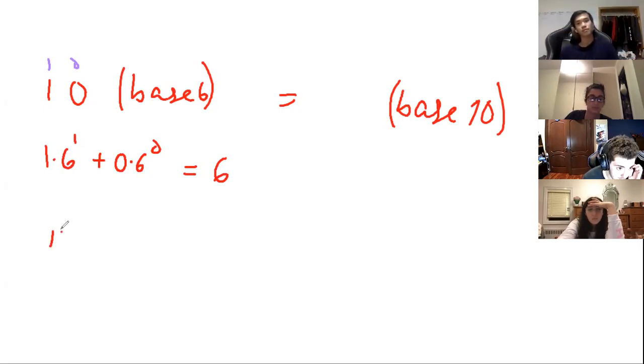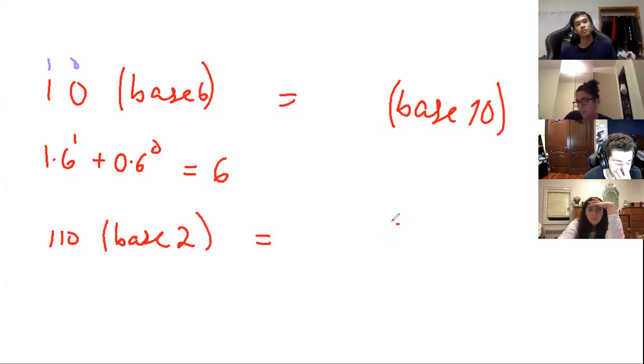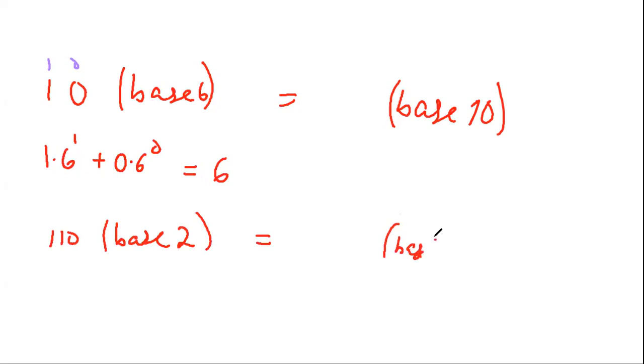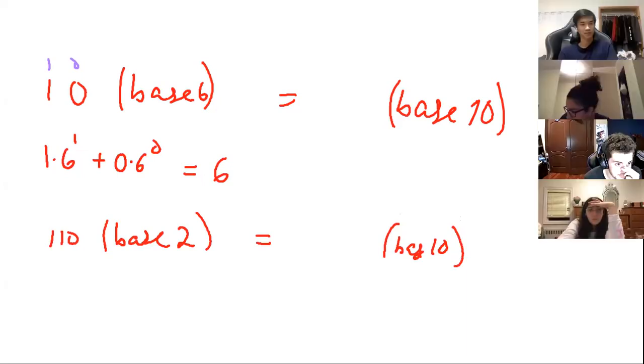No, not simple. Okay, one more question. What is 1, 1, 0? You're a computer scientist, so let's say base 2. Convert it to base 10. Okay, 1, 1, 0. If it's base 2, then you cannot use the digit 2. So what is that? Be careful.